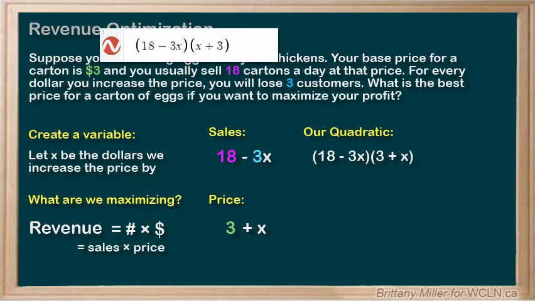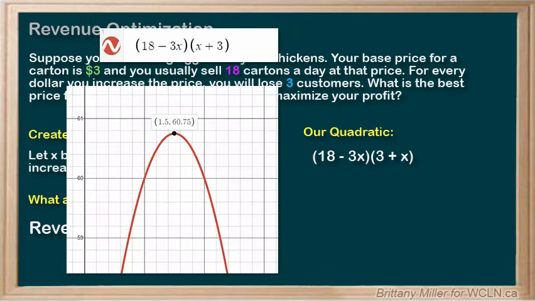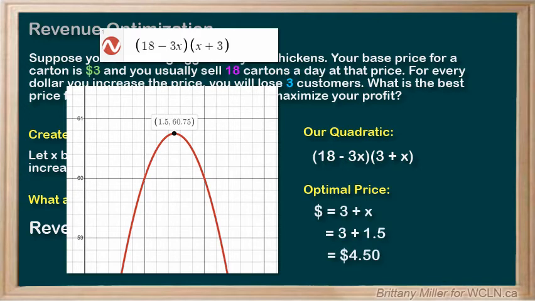And you can go ahead and type that right into Desmos. Now we just find the maximum. So the max of this function is (1.5, 60.75). And that means we increase the price by $1.50 to get a maximum revenue of $60.75. So the optimal price for a carton of eggs in this scenario is 3 plus 1.5, which will come to $4.50.